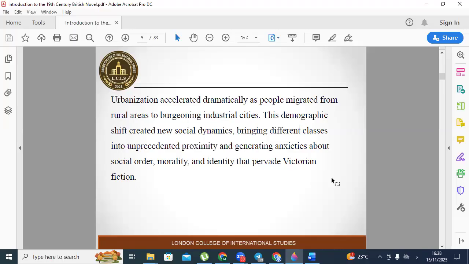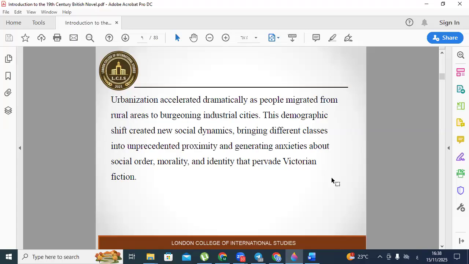How should classes relate to each other? What obligations did the wealthy owe the poor? Could social order be maintained when traditional structures were breaking down? How did individuals maintain moral character in the anonymous urban environment?